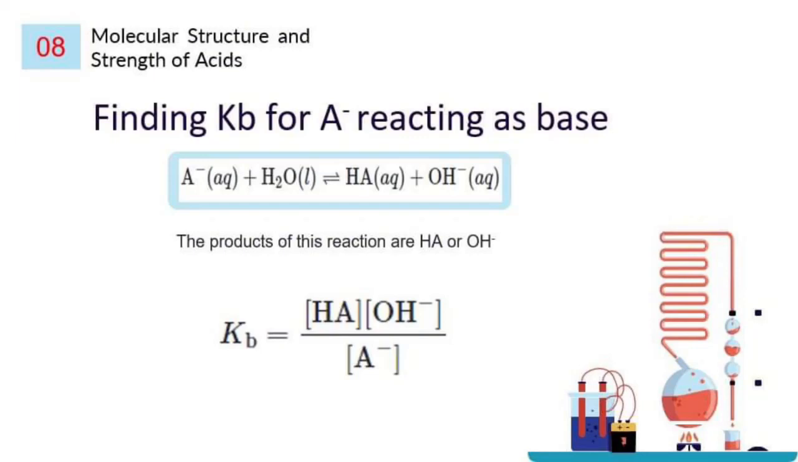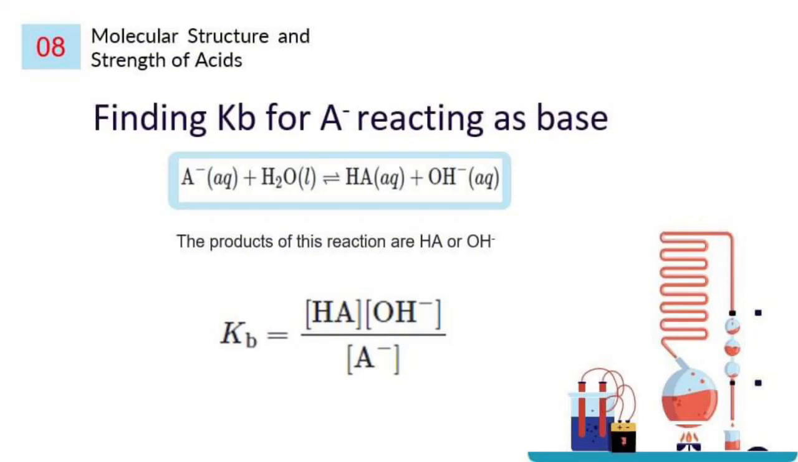The equilibrium constant for this reaction, denoted as Kb, is the ratio of the concentration of the products and hydroxide ions to the concentration of the reactant when the system reaches equilibrium. It is important to know that even though the reaction where the conjugate base acts as a base might seem like the reverse of the reaction where the weak acid acts as an acid, they are indeed distinct reactions.